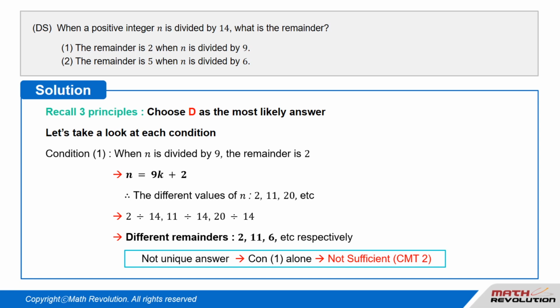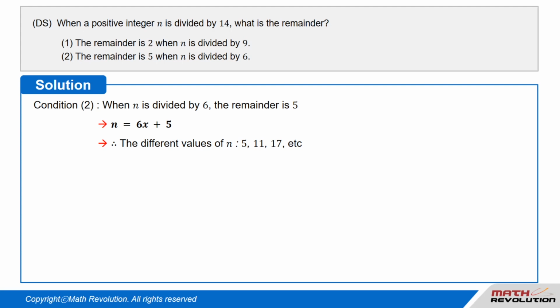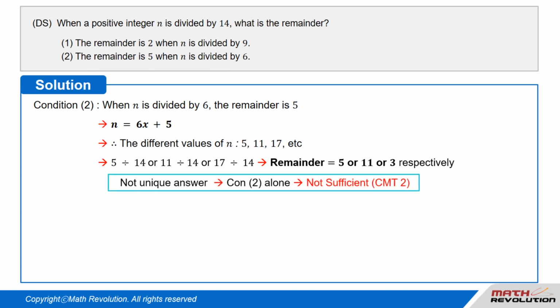answers must be 1. Condition 2 tells us that when n is divided by 6, the remainder is 5. Thus, n equals 6x plus 5, and therefore the different values of n are 5, 11, 17, etc. When 5, or 11, or 17 are divided by 14, the remainder will be 5, or 11, or 3, respectively. Thus, this condition has no unique answer, and this condition is not sufficient by CMT2, which states that the number of answers must be 1.